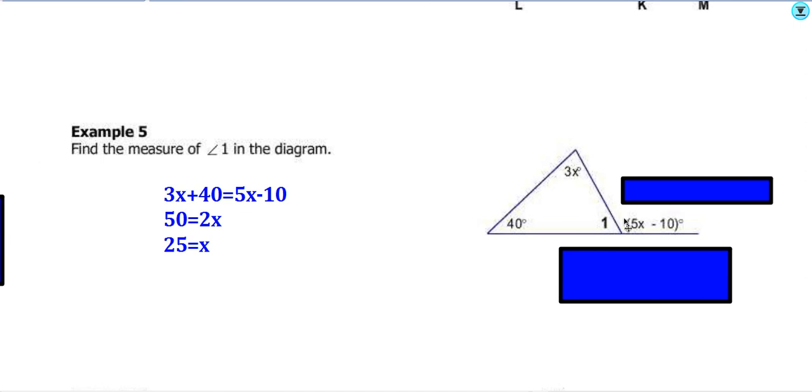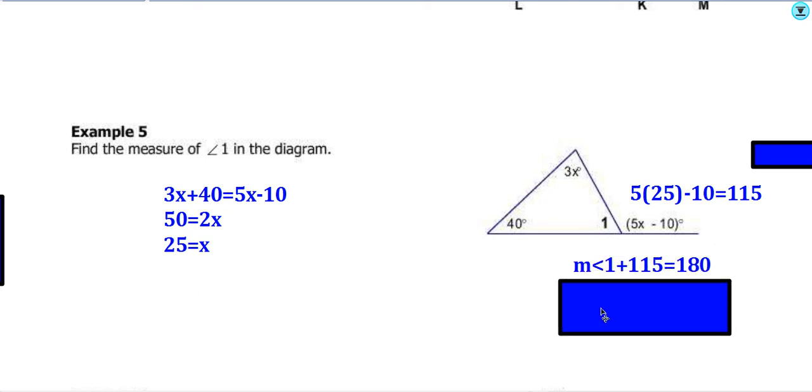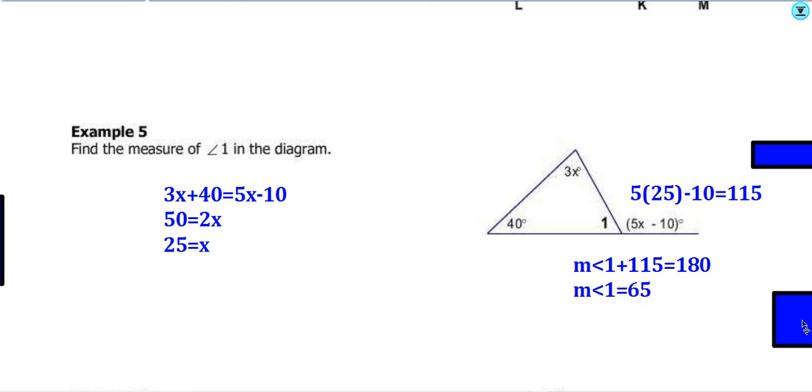Now we have to plug this into 5x minus 10 to find the measure of the exterior angle, and then use the fact that we have a linear pair to find angle 1. If we plug this in, we get 5 times 25 minus 10 equals 115 for this exterior angle. And so the angle it forms a linear pair with, they need to add up to 180. If you subtract 115 from 180, you are left with 65 degrees for the measure of angle 1. You may need to rewind and watch this example again if that went a little quickly for you.